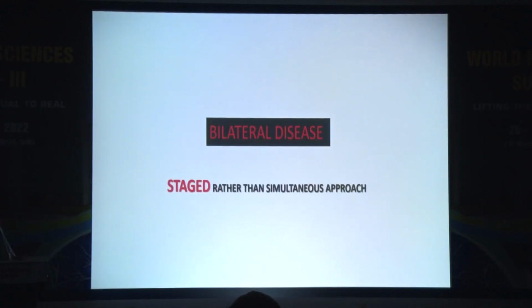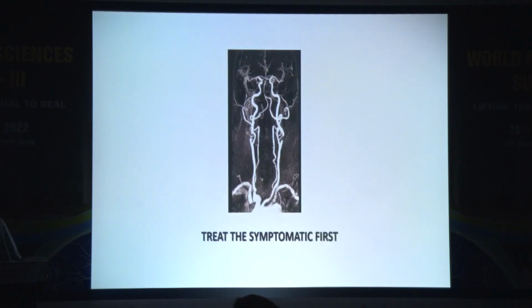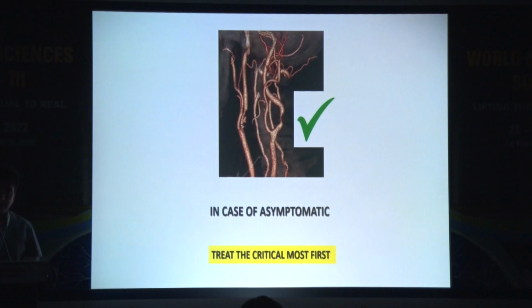Like in cases of bilateral disease, we have to stage the patient rather than do a simultaneous approach. If the patient is having a bilateral stenosis, what should we do? We have to treat the symptomatic side first. If the patient is having a right ICA stenosis and left ICA stenosis, we have to treat the symptomatic side first. So in case of asymptomatic patients, what should we do? We have to treat the most critical side first.